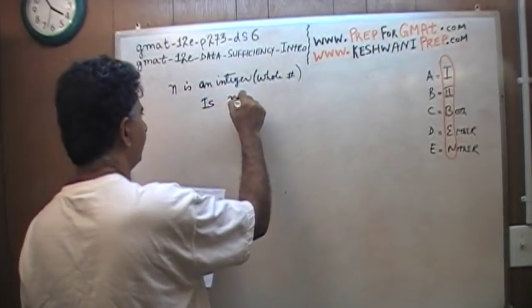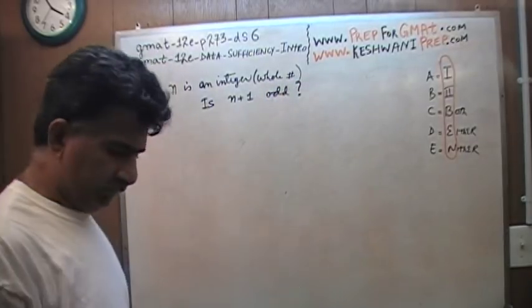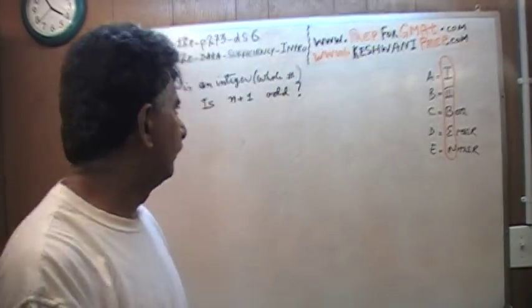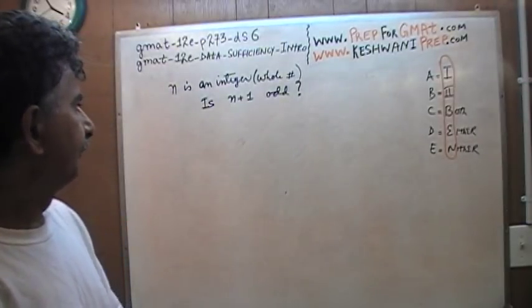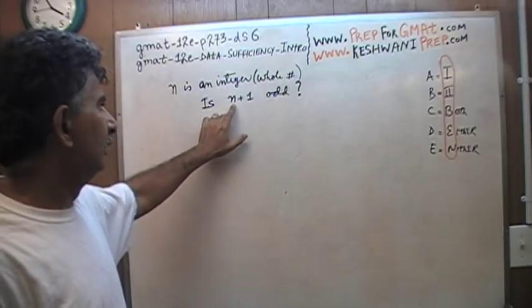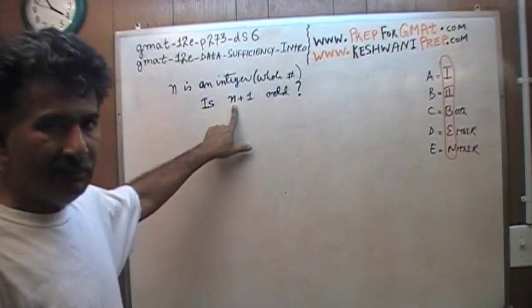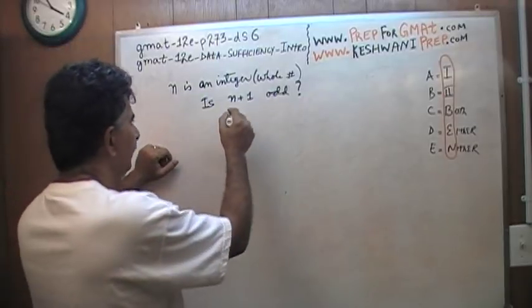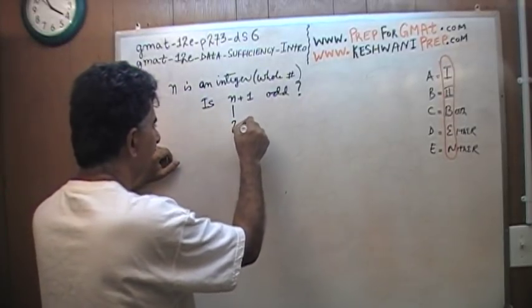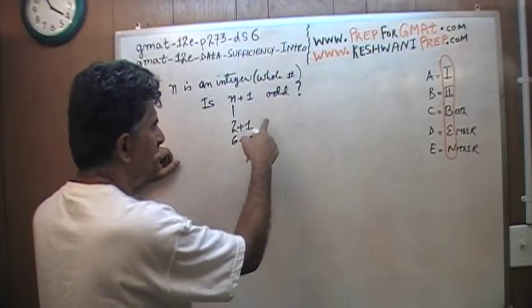Is n plus 1 odd? Well, let's think about it for a second before we jump into the two statements. How can some number plus 1 be odd? For that to be true, n would have to be even. See? n would have to be even. If this is 2, then 2 plus 1 would be odd. If this is 6, 6 plus 1 would be odd.